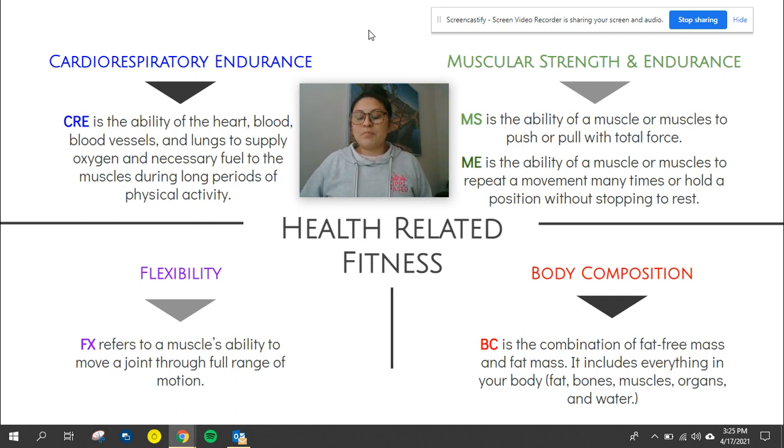Body composition. Body composition is the combination of fat mass and fat-free mass. So really, it means it's everything in your body. It's talking about fat, bones, muscles, organs, and the water. Okay, so moving on.